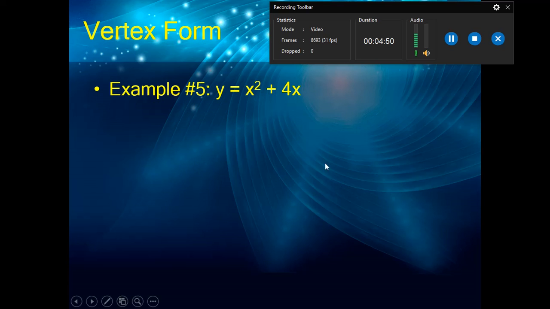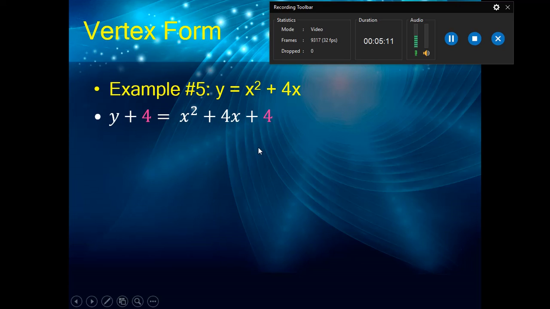In number 5, we see an incomplete quadratic. There's no constant. So we can go right to the completing the square process. So on the right-hand side, half of 4 is 2, and 2 squared is 4. So we're going to add 4 to both sides.